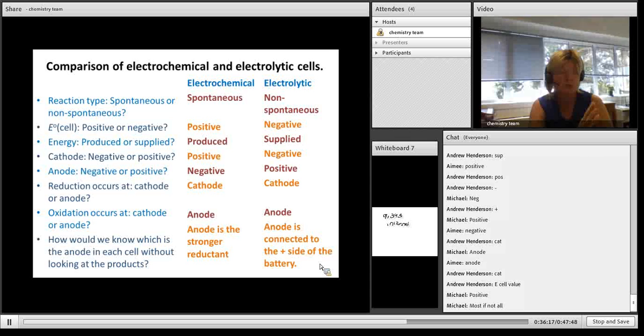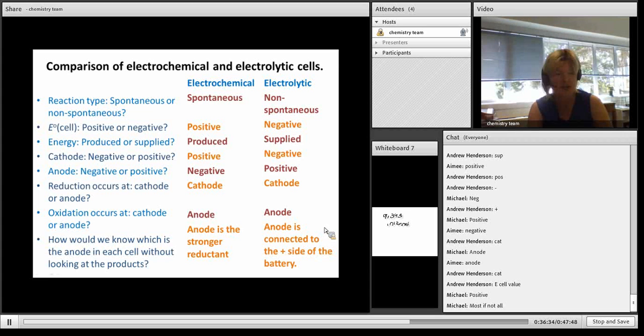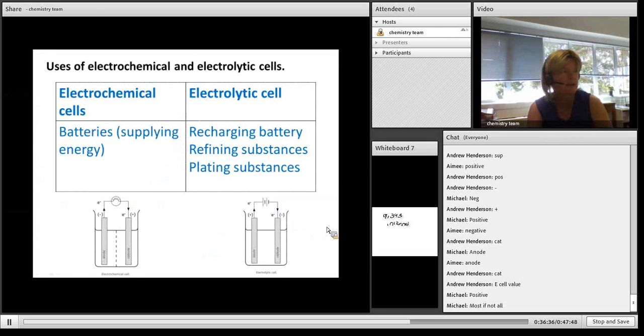So where will reduction and where will oxidation occur? Can you do those half equations? Can you do the full equation? Can you identify what's spontaneous and what's non-spontaneous, and where you need energy being supplied or energy being given off? So it's those sort of things. Okay, then you've got to do a bit about uses.